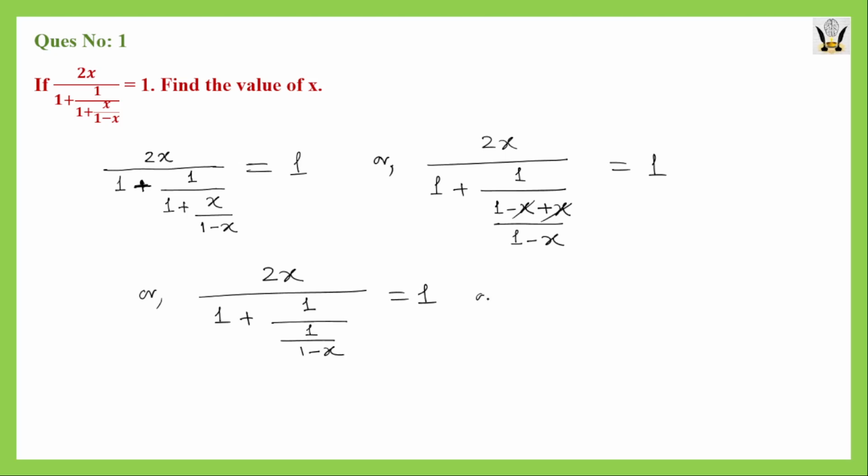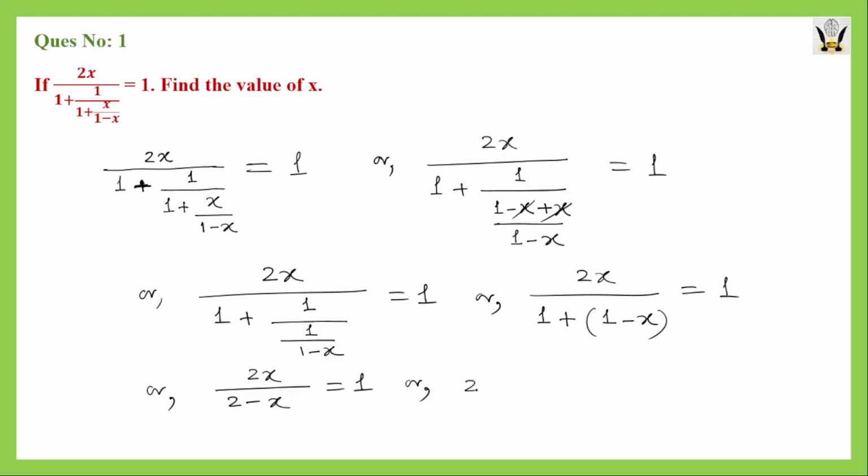is equal to 1. So this can be further written as 2x divided by, then 1 divided by 1 minus x. That means this 1 minus x that we have in the denominator of the denominator, that will come to the numerator. So finally it will be 1 plus 1 minus x, and that will be equal to 1. So that can be further written as, so that means 2x will be equal to 2 minus x. That means that can be further written as this minus x, when it will come to the left side, that will be plus x. So we can further write as 3x is equal to 2. That means x will be equal to 2 divided by 3, and that is the answer.